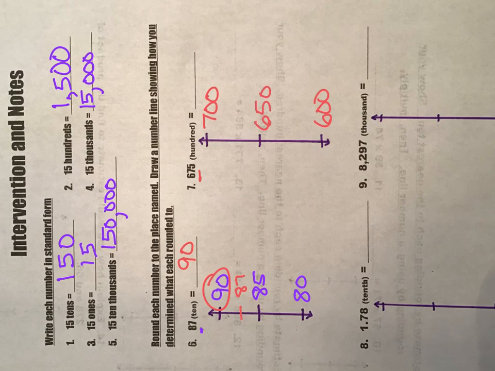So now I go ahead and plug in the real number, 675. We know that that is larger than 650, so we would put it here. And this one would round to 700.